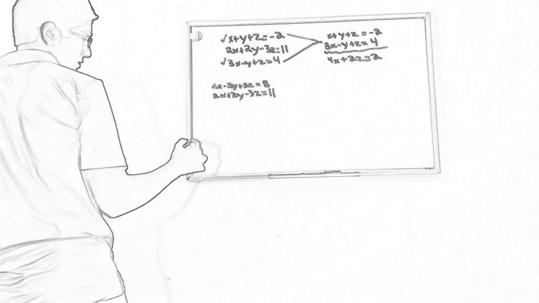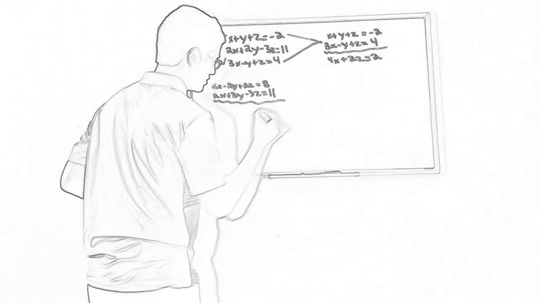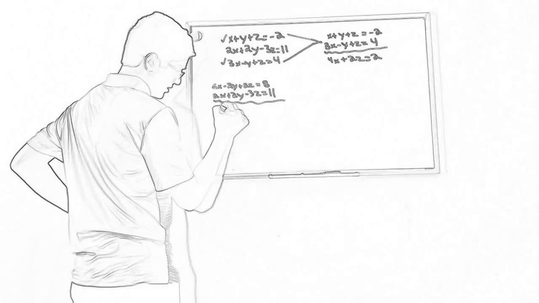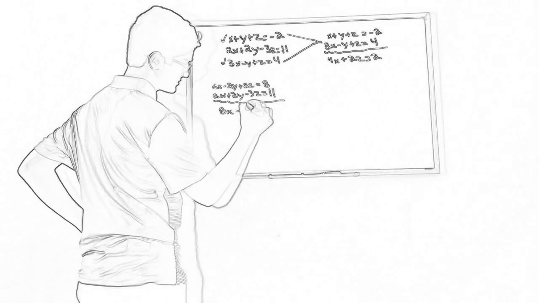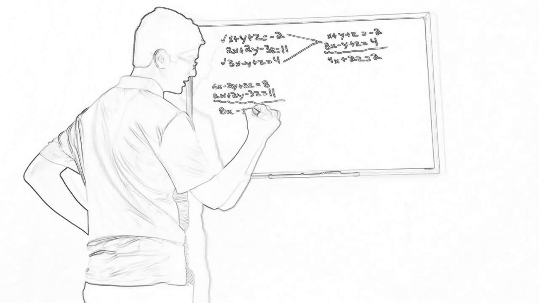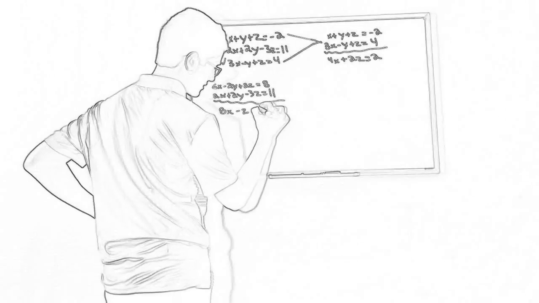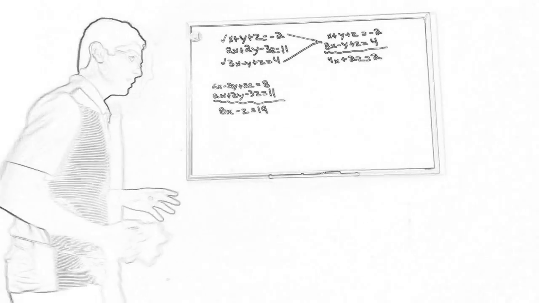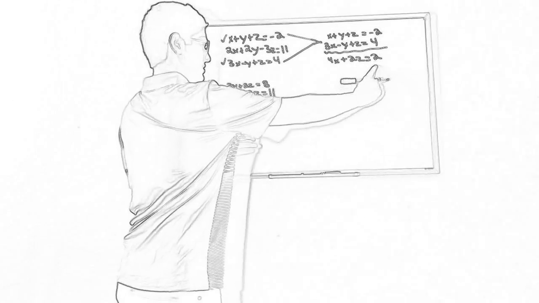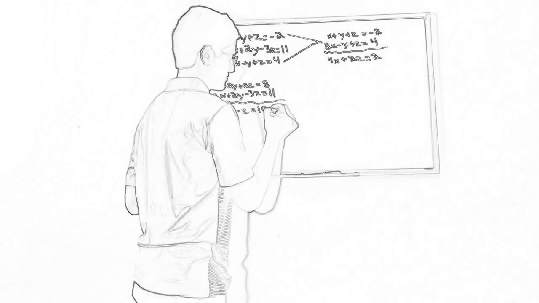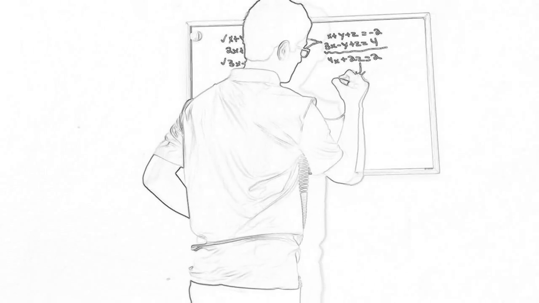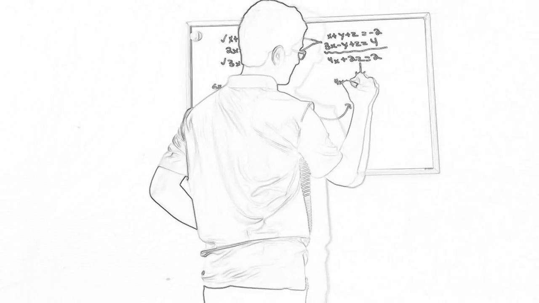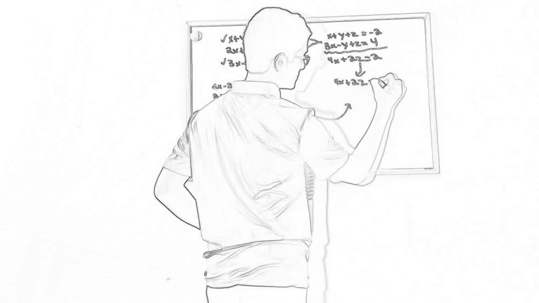From here, you use the elimination method, add them up, 8x, the y's cancel each other out, 8x minus z equals 19. And now once you have done that, you come back to this equation right here, and you eliminate these two equations. So let's bring this here, bring that down, and you'll have 4x plus 2z equals 2.